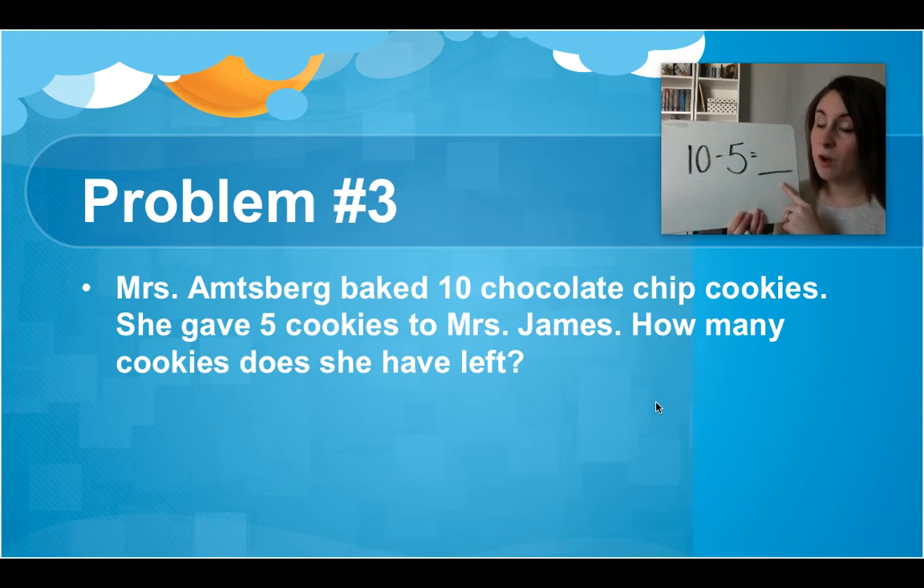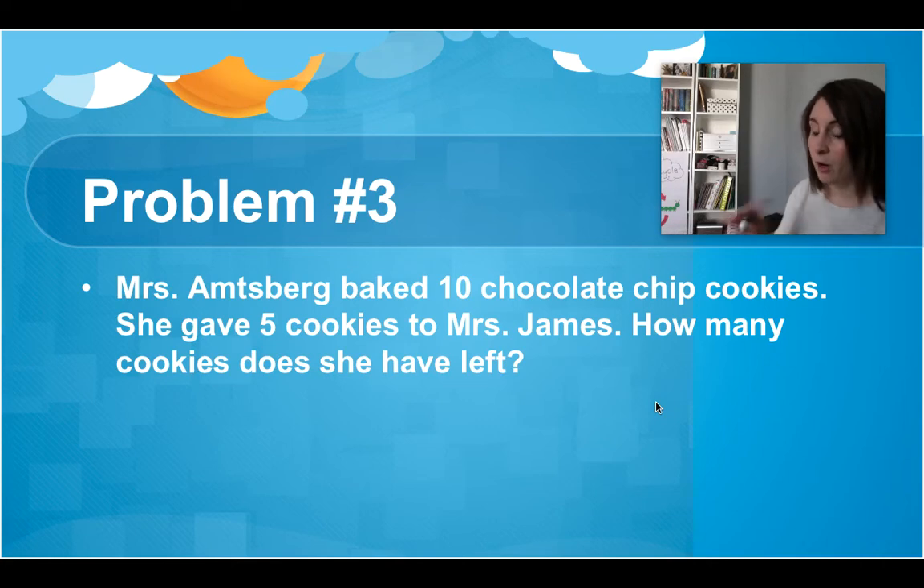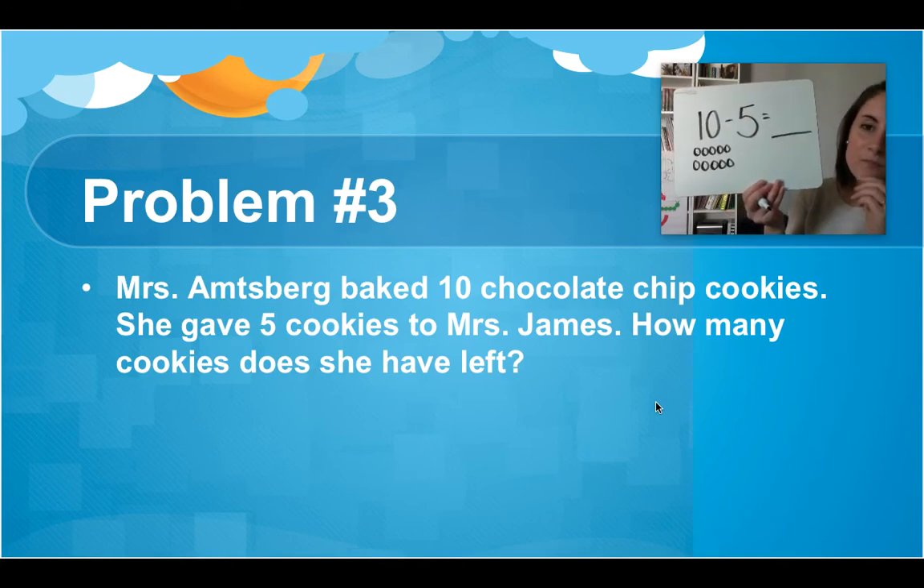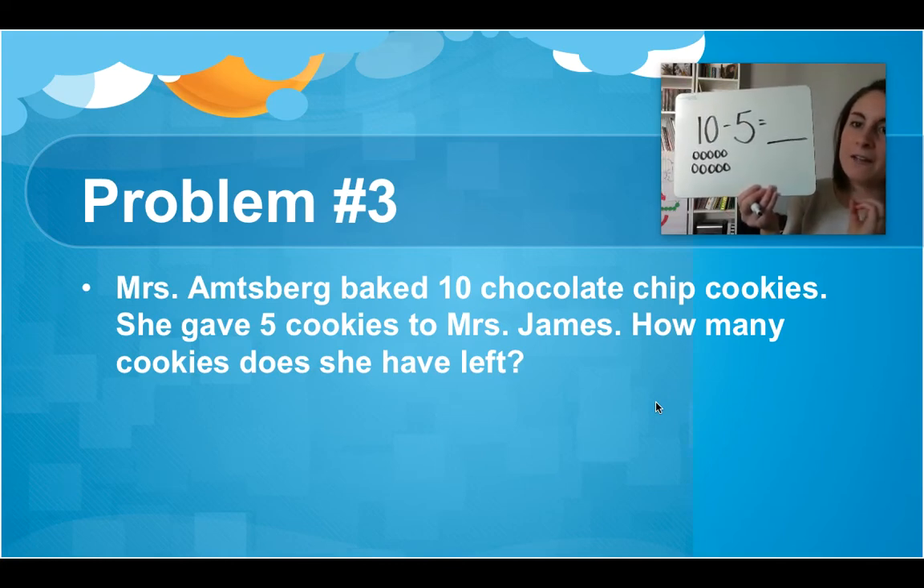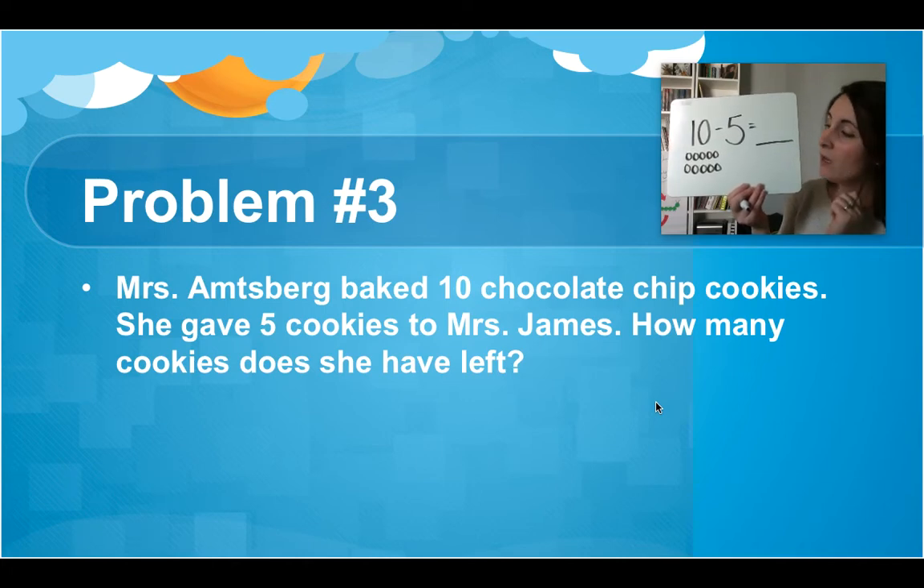We have to then draw our first group. So take this time to draw your first group, which is 10. And like I said, don't get fancy with your pictures. I know they can be absolutely beautiful. But we're looking to solve, not to be the next Picasso. Okay? So here's mine. We have 10 minus 5 equals blank. And I drew my 10 dots on the bottom to help me.